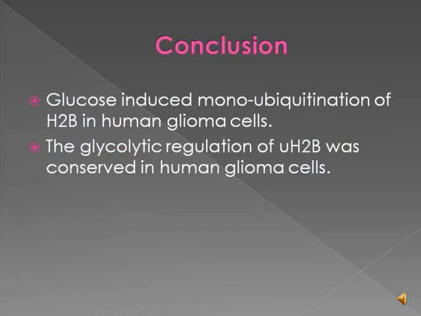This experiment showed that glucose is the component in the DMEM FBS that is responsible for inducing mono-ubiquitination of H2B at lysine 120 in human glioma cells. However, the glucose-deprived media was defective in inducing UH2B. This proved that the glycolytic regulation of UH2B was conserved in human glioma cells.